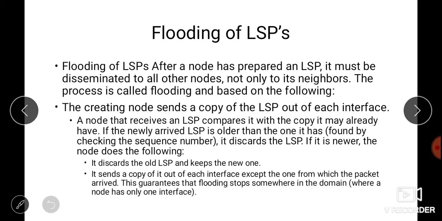Then a node that receives the LSP compares it with the copy it may already have. If the newly arrived LSP is older than the one it has, it will discard the LSP. And if it is newer, the node does the following: it discards the old LSP and keeps the new one, and it sends a copy of it out of each interface except the one from which the packet arrived. So it will not send to the source of the LSP, because there is no need actually. This guarantees that flooding stops somewhere in the domain.